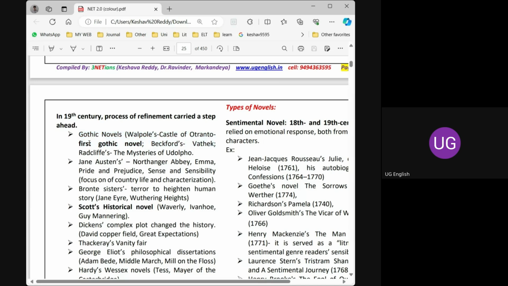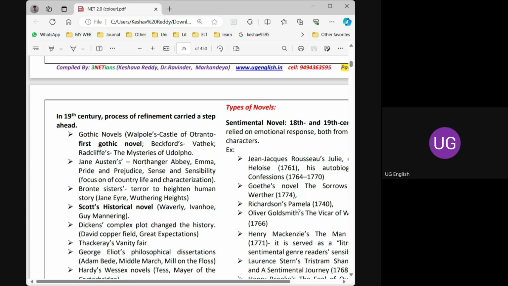And the Gothic novel. So what is a Gothic novel? Yesterday, Ravinder sir was discussing this. What is a Gothic novel? The Castle of Otranto. Otranto is one of the important novels, the first Gothic novel. A Gothic novel is nothing but a novel of horror, a novel of fear, a novel of terror, a novel of ruined castles.